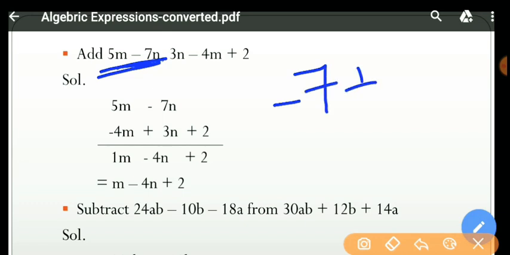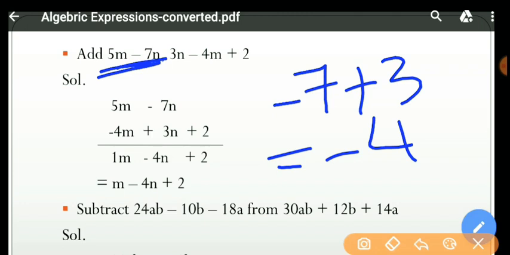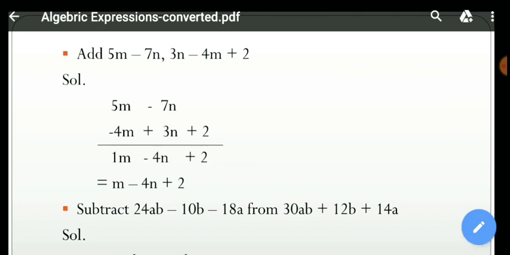You tell me, minus 7 plus 3. What is it? When the numbers have different signs, as we discussed in the chapter of integers, you have to take the sign of the bigger number. The bigger number is 7 here, so minus will be there. And when the signs are different, you have to subtract 3 from 7. What remains? 4. So minus 4. Clear? So minus 4n and plus 2.